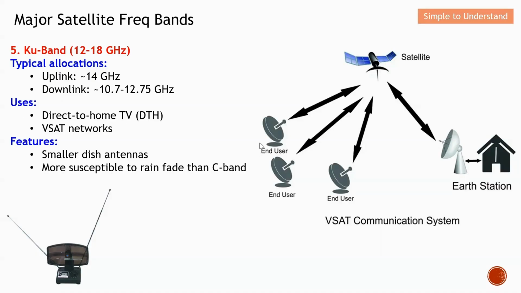You can see that these are end users. For example, this can be receiving TV programs from the satellite. It also supports VSAT networks. Coming to the features, because of higher frequency, the antenna size is reduced, so it has a smaller dish antenna. However, it is more sensitive to rain fade as compared to C band. So this is Ku band.